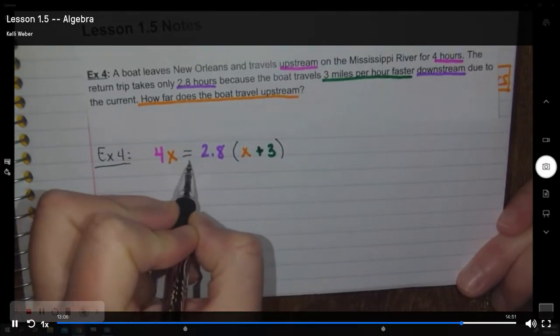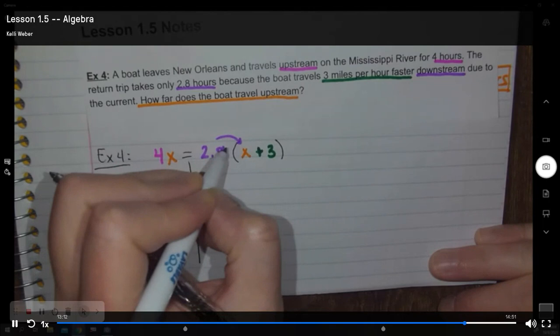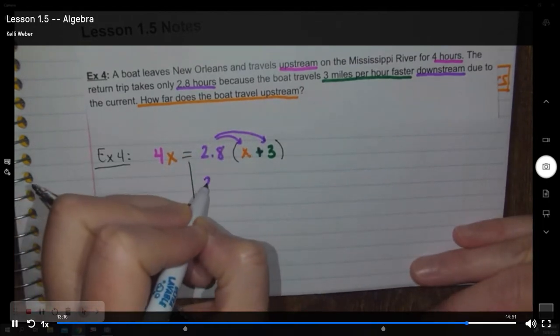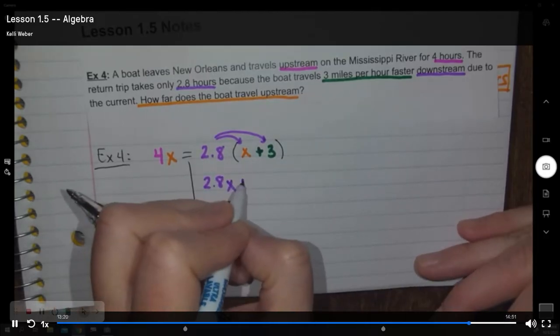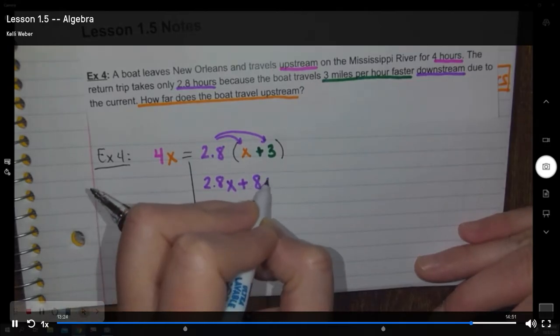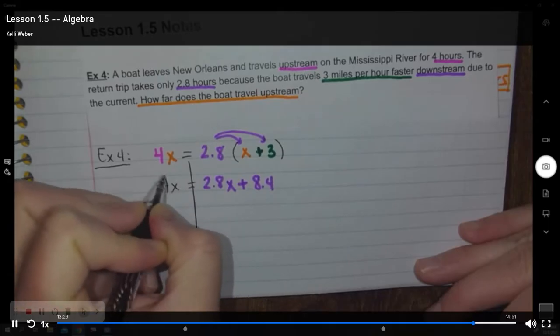So now that we have our equation, we're going to first start by distributing. 2.8 times x and 2.8 times 3. That gives us 2.8x plus 8.4. And then we still have this 4x that we haven't used yet, so we'll bring that down.